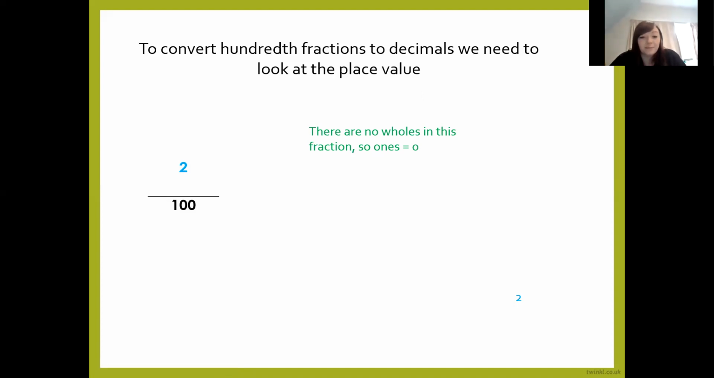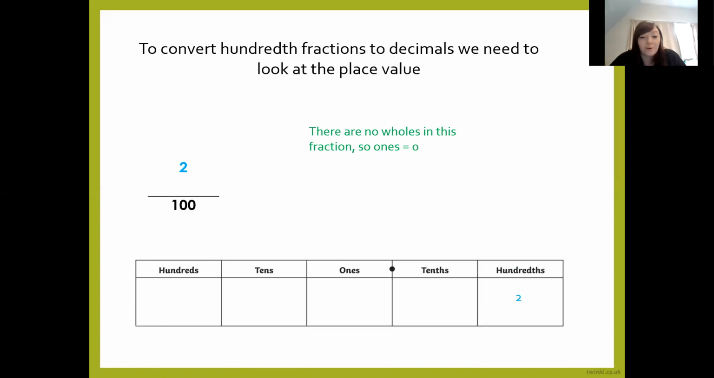Okay, so there are 0 ones, 0 tenths, and 2 hundredths. So 2 hundredths written as a decimal is 0.02.